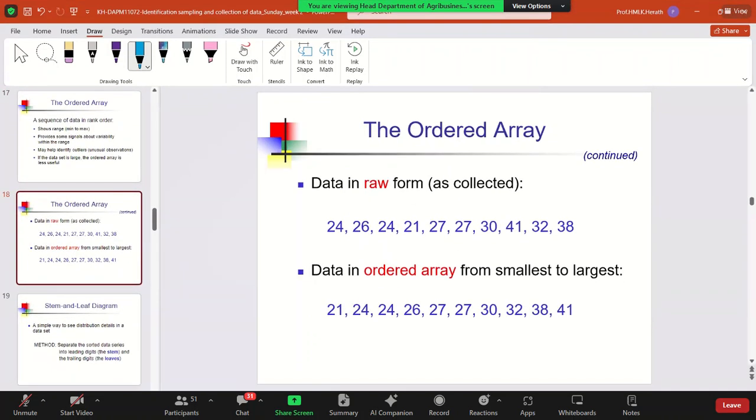Right. So this is a set of data that we have collected, and these data are ordered from smallest to largest: 21, 24, 24, 26, 27, 27, 30, 32, 38, 41. So they are in ascending order. We can do it the other way as well.